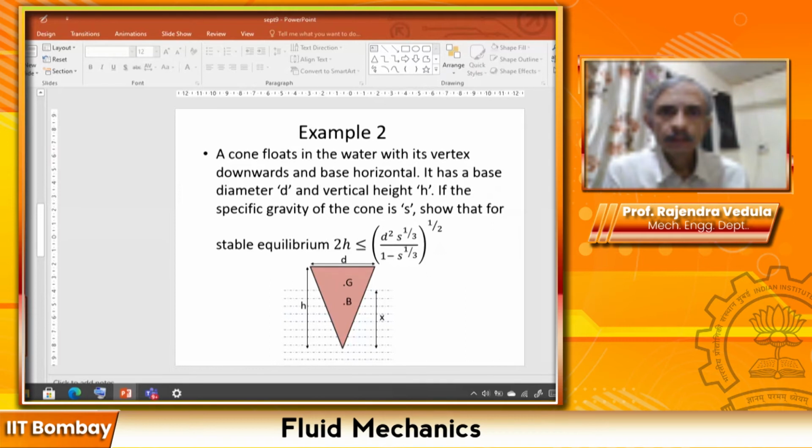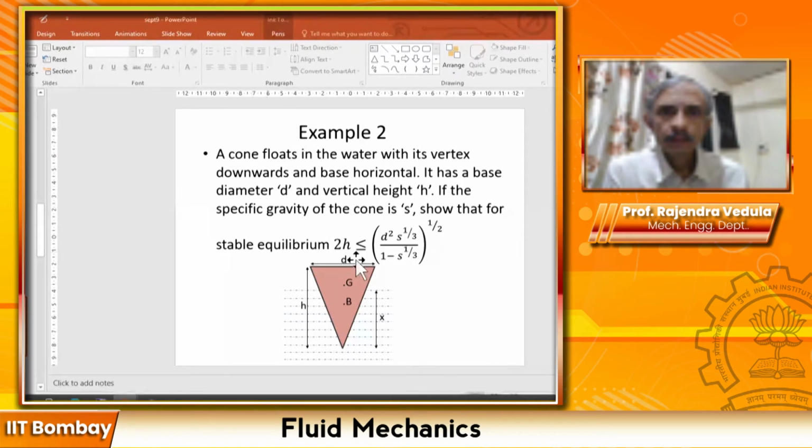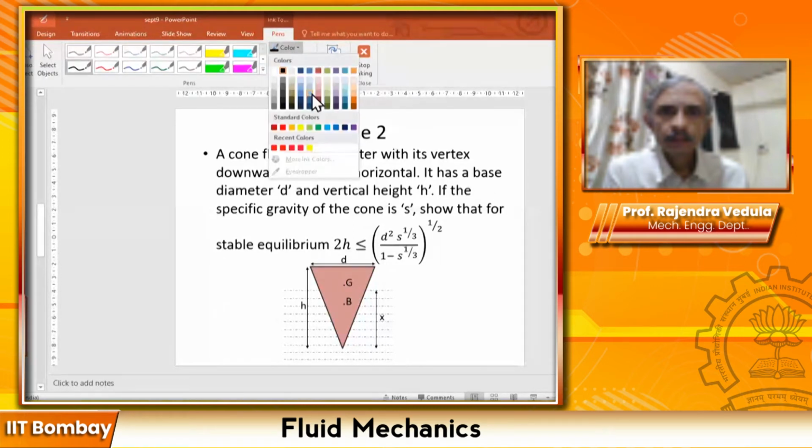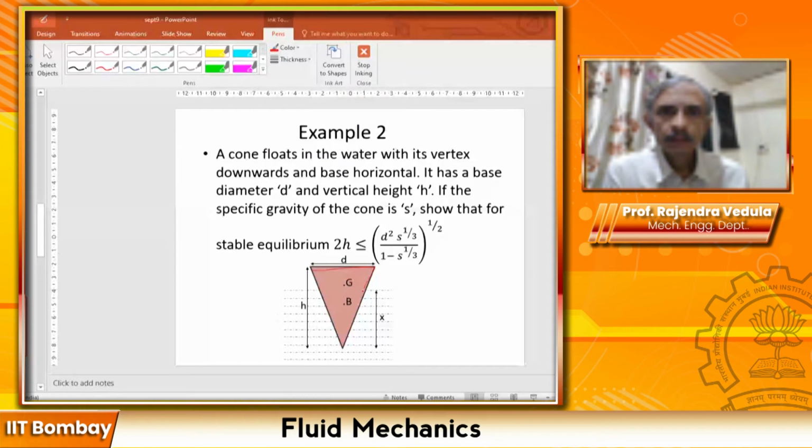Okay. There is a cone. So this guy is my cone, and it is submerged, which means that it is something like this, with the vertex downwards and the base horizontal. So the base is horizontal, the vertex is inside the water.